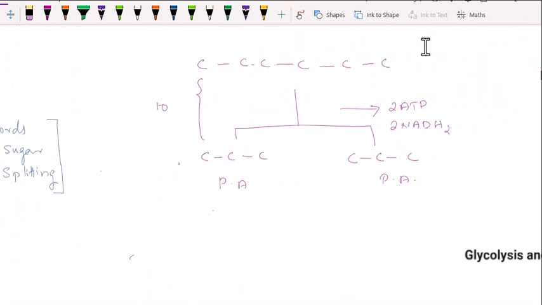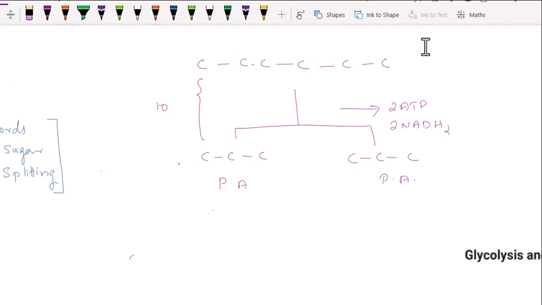The 6-carbon sugar gets converted into 2 3-carbon compounds. The 6-carbon compound splits into 2 3-carbon compounds known as pyruvic acid. So these 2 pyruvic acid molecules are produced from glucose through this process.